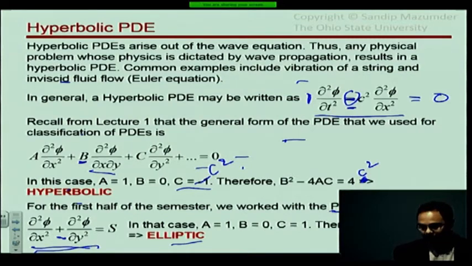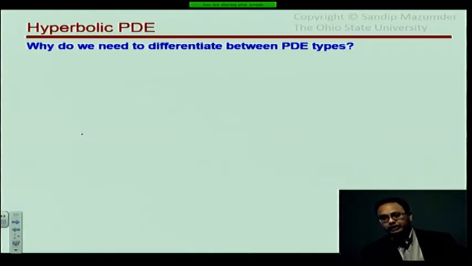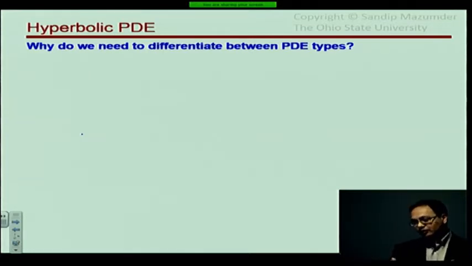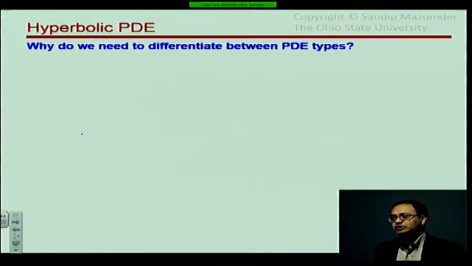Now why is that important? Why do we need to differentiate between these two types of equations? Why can't we just say, okay, it's a second order differential equation with second derivatives in both independent variables, and therefore we are all set? We can apply the same numerical techniques to both equations. The problem is that it doesn't have to do with the numerical technique per se, but it has more to do with how you pose the problem.